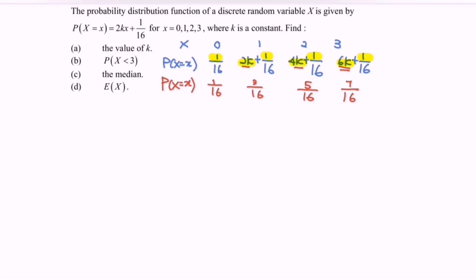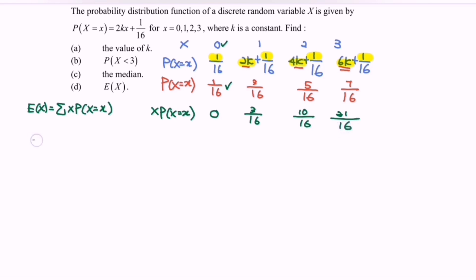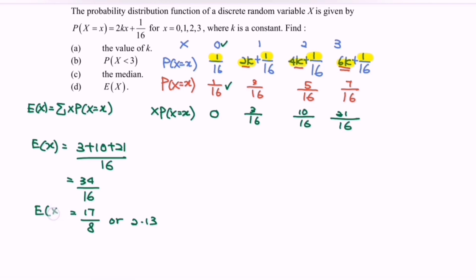Kindly refer to D, where we have the mean. As we all know, the mean is equal to the summation of x multiplied by the probability. So, kindly refer to D's part, x multiplied by the probability. We will have 0, 3 over 16, then 10 over 16, and then 21 over 16. So E(X) is equal to 3 plus 10 plus 21 over 16. 21 plus 10 is 31, plus 3 is 34. So 34 over 16, simplified, is 17 over 8, or 2.13. That is the mean for this situation.